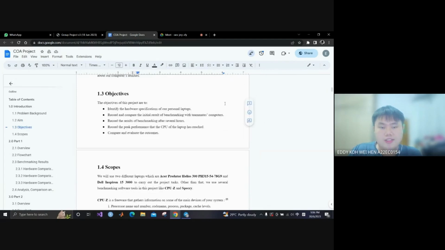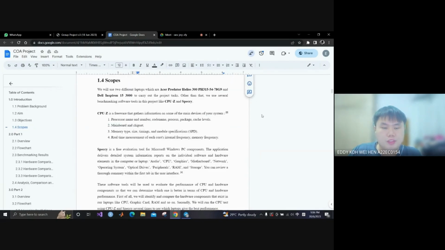As for the objectives of the project, they are to identify the hardware specifications of our personal laptops, record and compare the initial results of benchmarking with teammates' computers, record the results of benchmarking after several hours, record the peak that the CPU of the laptop has reached, and lastly compare and evaluate the outcomes.